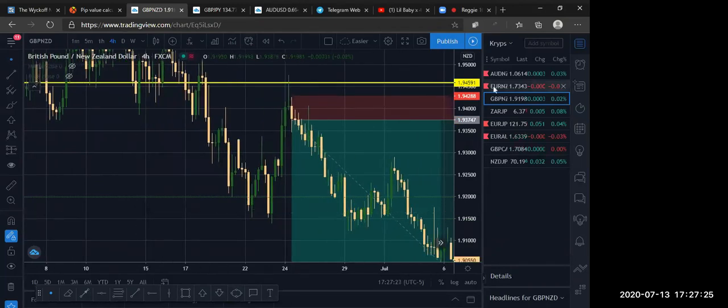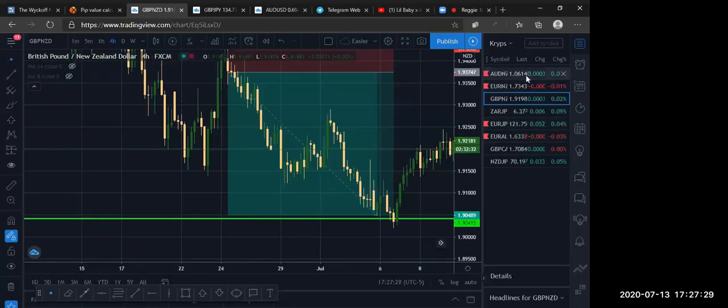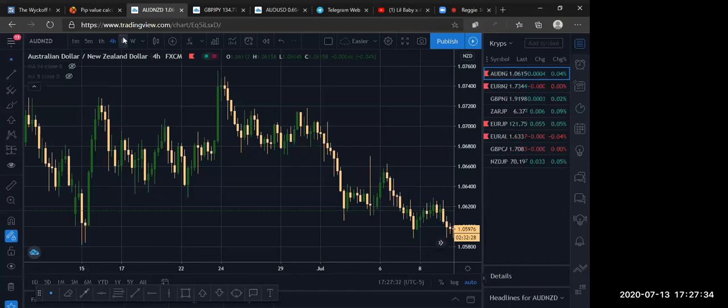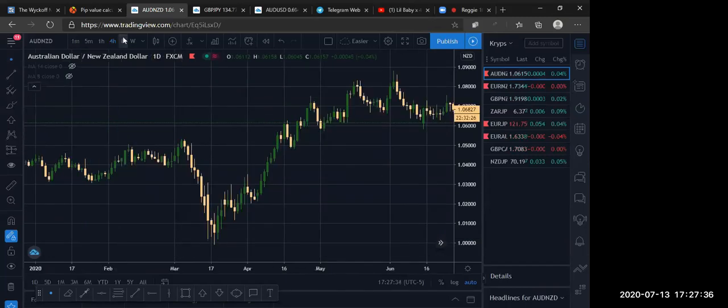But that's cool because while you got this trade going, you still have a bunch of other charts that you can work on. You still got a bunch of opportunities in the market. You don't got to just do it once.